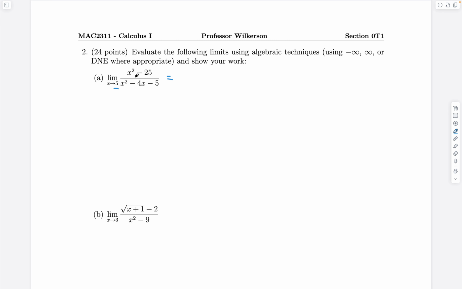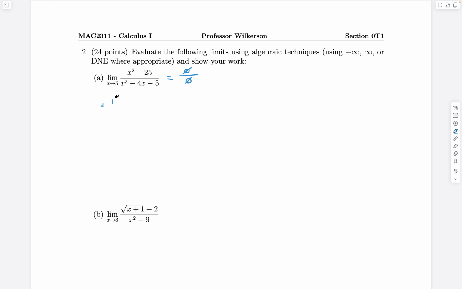So here, if I plug in 5 in the numerator, we get 25 minus 25, which certainly is 0. And in the bottom, if you plug in 5, you get 25 minus 20 minus 5. So 25 minus 25, that would also be 0. Okay, so we are getting some indeterminate form, which means that I do need to use one of my algebraic techniques to try and simplify this.